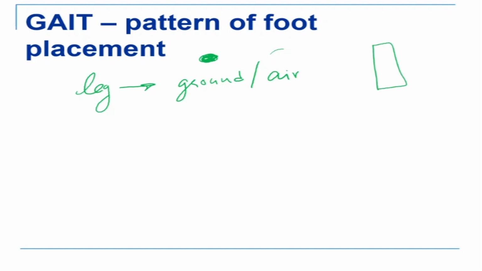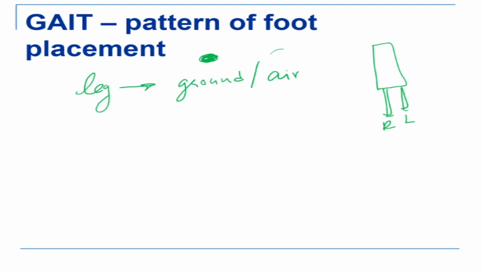If you look at any leg, the leg has two conditions. It can be on ground or it can be in air. If it is on ground, we mark it with a black spot, and if it's in air, we just leave it blank. So in the case of the humanoid robot or a human being, we have two legs, one leg here, one leg here. Either both the legs are on the ground or one leg is in air and the other one is on ground. So this is my right leg, that's my left leg.